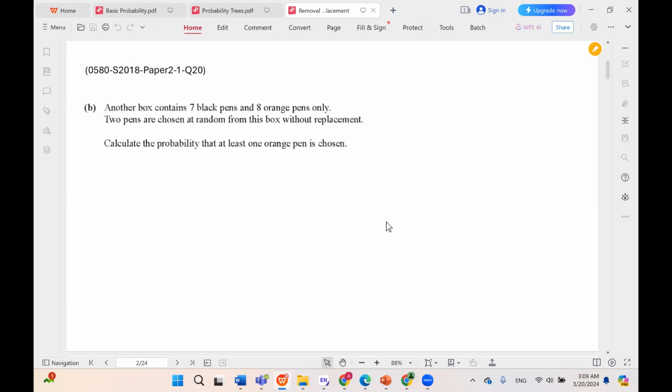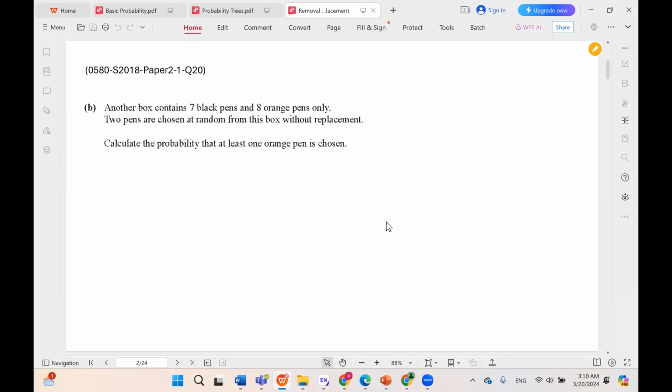So in this question, we're told another box contains 7 black pens and 8 orange pens only. 2 pens are chosen at random from this box without replacement. Calculate the probability that at least one orange pen is chosen. So the experiment here is an experiment of choosing 2 pens, and we will not replace the first pen after picking it out. So in order to get one orange pen, we have 3 scenarios.